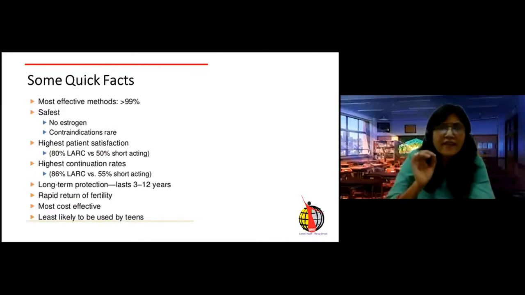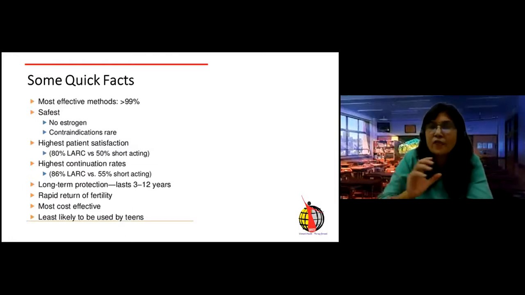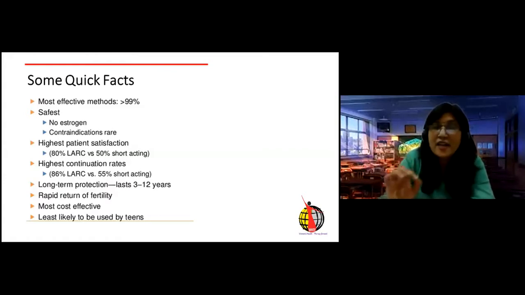So let us remember certain quick facts. If you talk of any contraceptive or any subject matter, you have to remember certain quick facts. It is considered the most effective method because its efficacy is more than 99%. It is considered the safest because side effects of estrogen are not there. Contraindications are very rare for LARCs. High patient satisfaction: 80% versus 50%. High continuation rate, again 86% versus 55%.